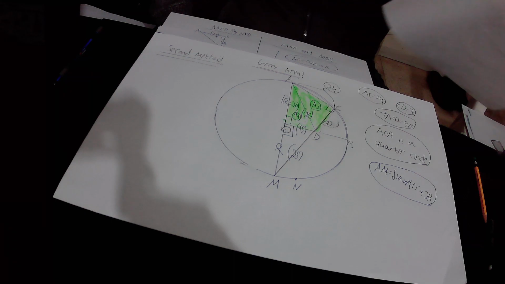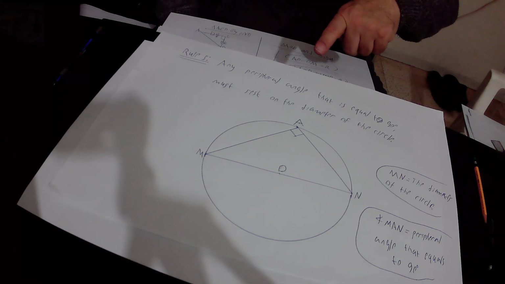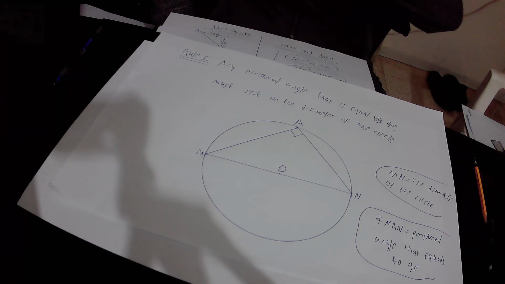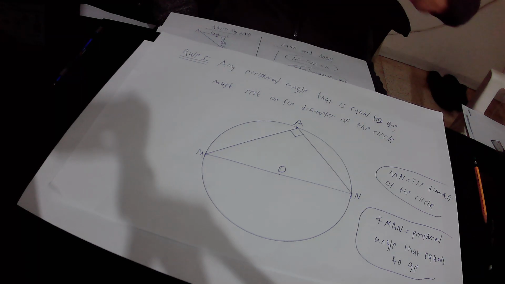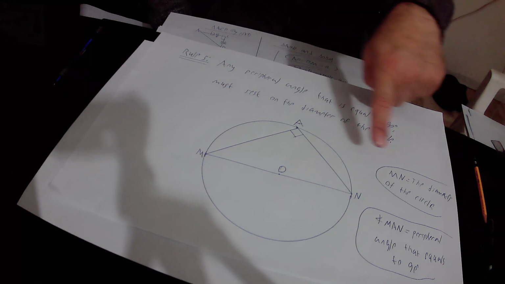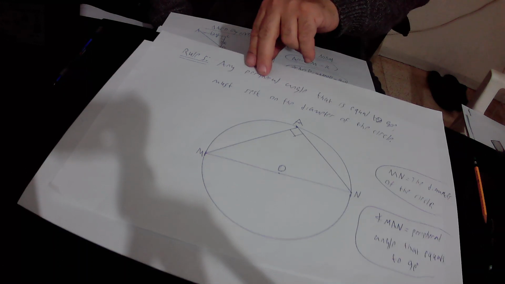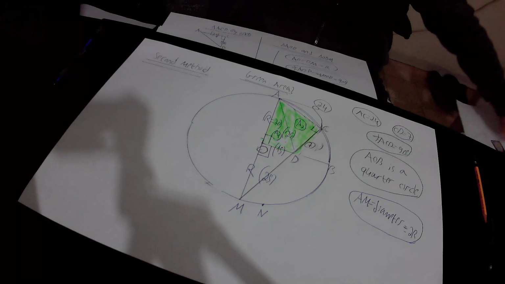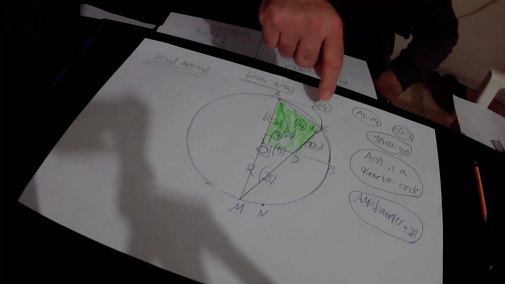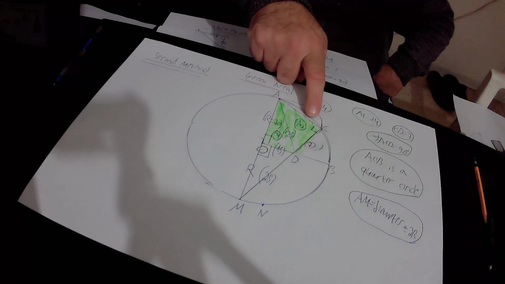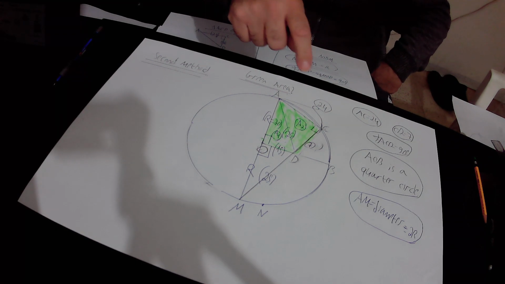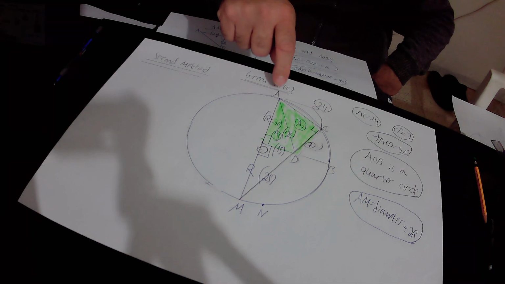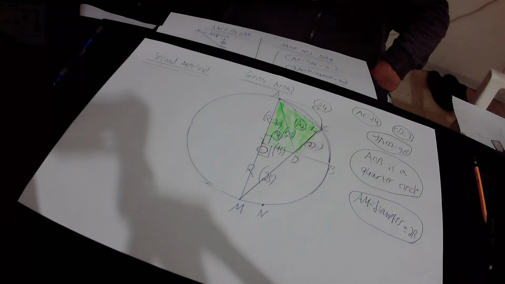According to rule number 5, any peripheral angle that is equal to 90 degrees must rest on the diameter of the circle. Here, peripheral angle MAN equals 90 degrees, and therefore it rests on MN, that is the diameter of the circle. And because peripheral angle ACN equals 90 degrees according to what is given, it must rest on AM. But according to our assumption, it rests on chord AN, that is not the diameter of the circle. This contradicts rule number 5.